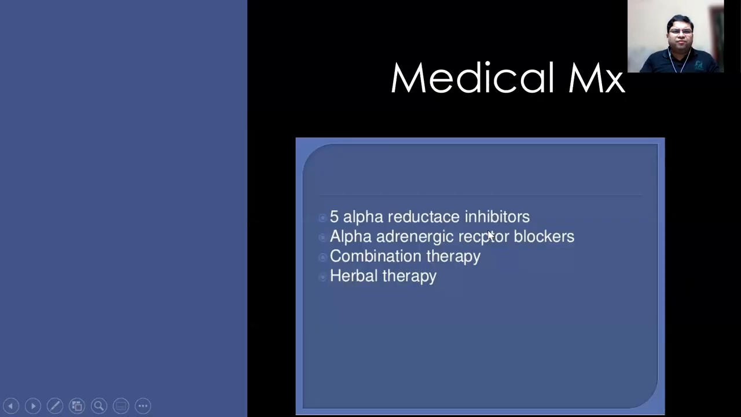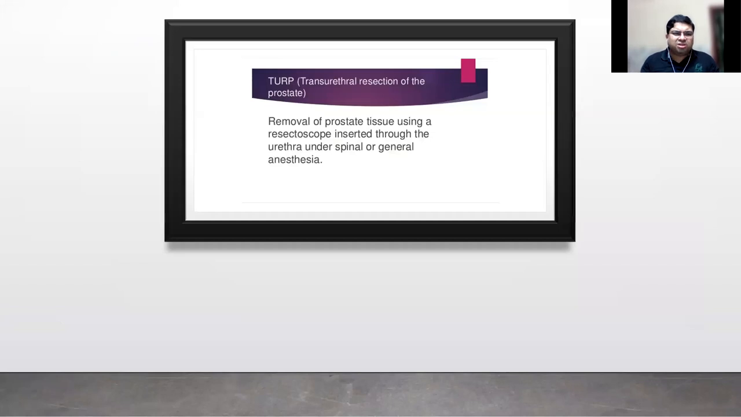Medical management: we have 5-alpha reductase inhibitors, which act on the stromal element, and alpha blockers, which act on the epithelial components, the alpha receptors present in the sphincter area, the prostate sphincter area. Now, when medical treatment fails, you have the surgical treatment.